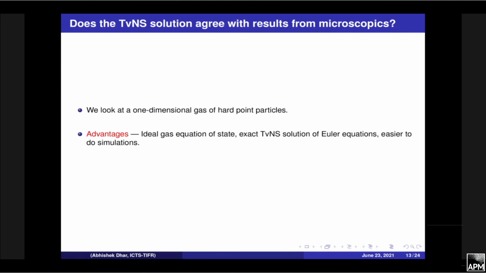For this, what we look at is this one-dimensional gas of hard point particles. This model is basically point particles which just meet and collide elastically. So it's a very simple model. They move ballistically most of the time, and then they collide elastically.